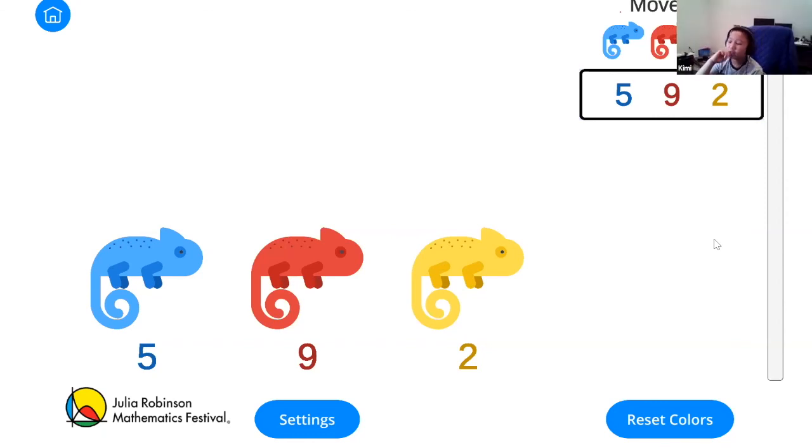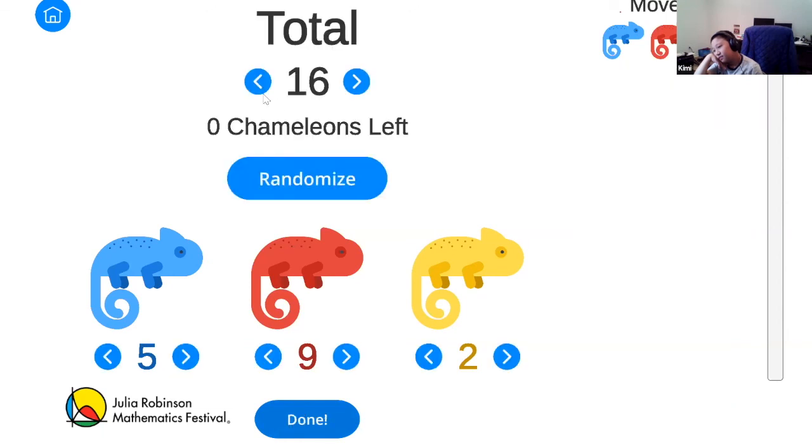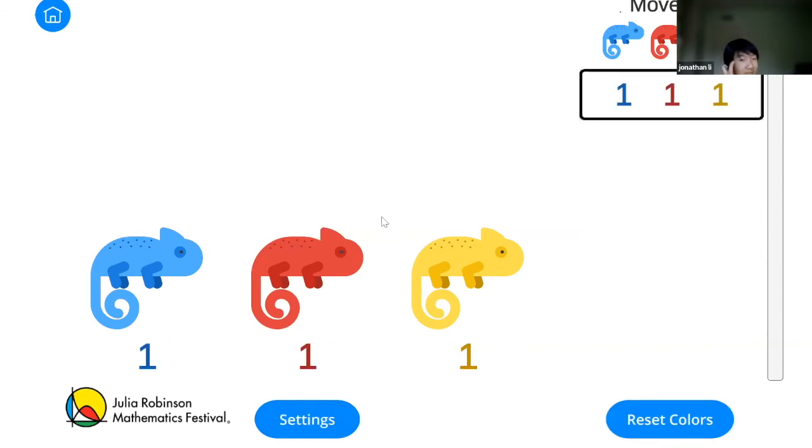Could we do one chameleon each? Is that impossible? Well, let's give it a try. So do you guys think this is possible? Probably not, because like if we put two chameleons together. Oh, this is just too easy.